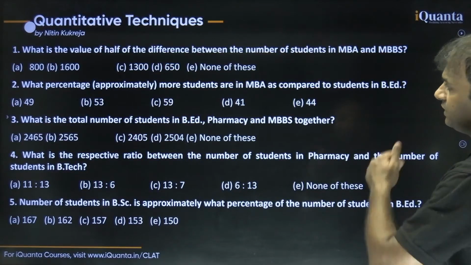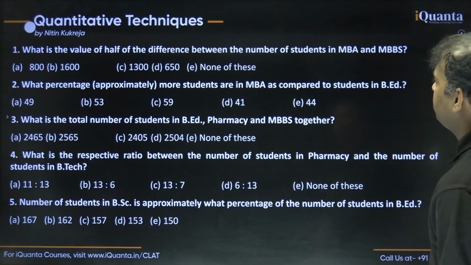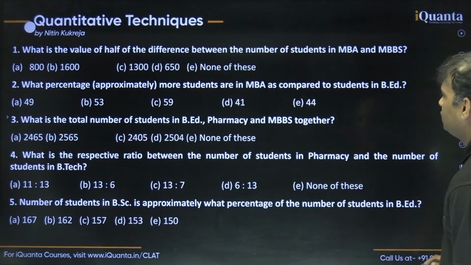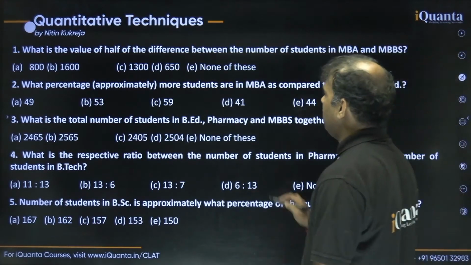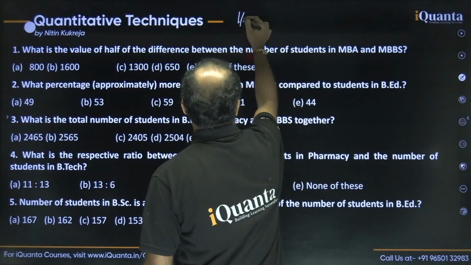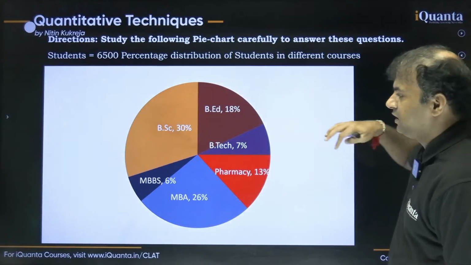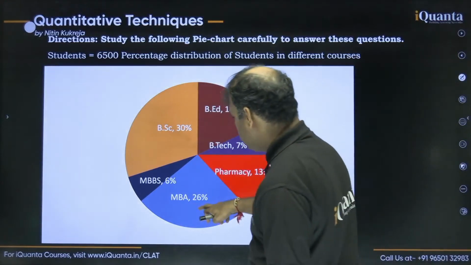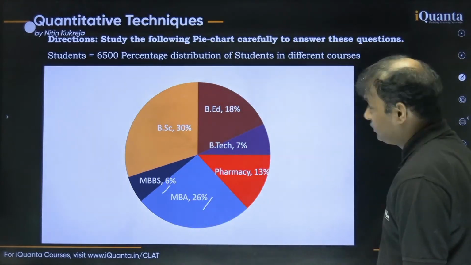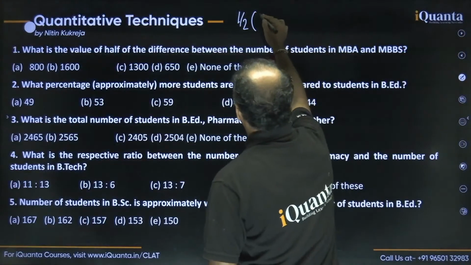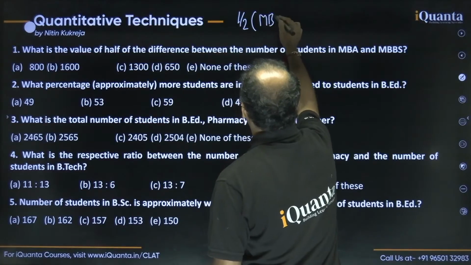Question 1 says, what is the value of half of the difference between the students in MBA and MBBS? All right. So what do we need to find? We need to find half the difference between MBA and MBBS. Let's look at who is greater among MBA and MBBS. MBA is 26 and MBBS is 6. So yes, MBA is greater. So we'll say half of MBA minus MBBS, right? This is what we need to find.